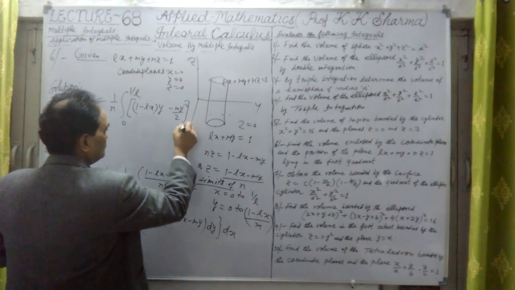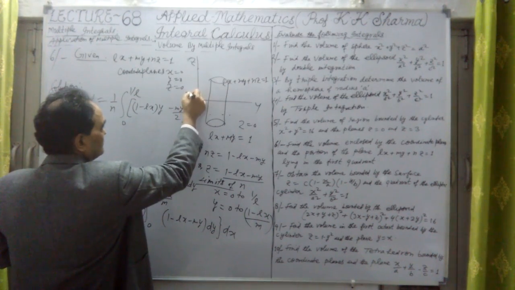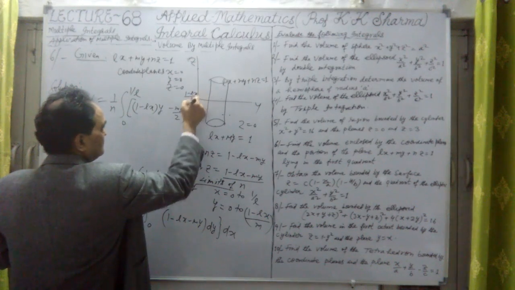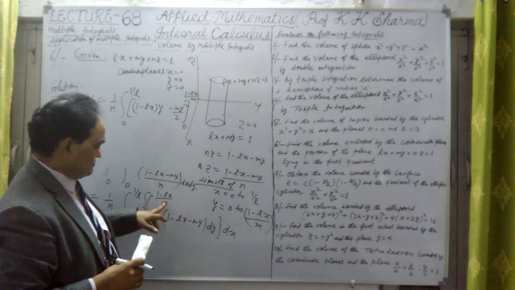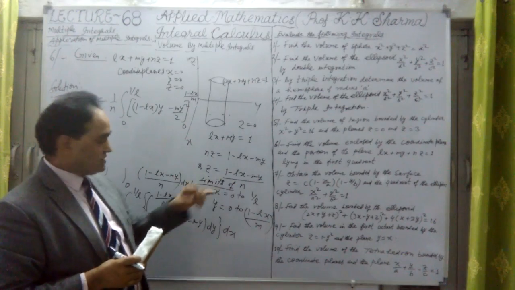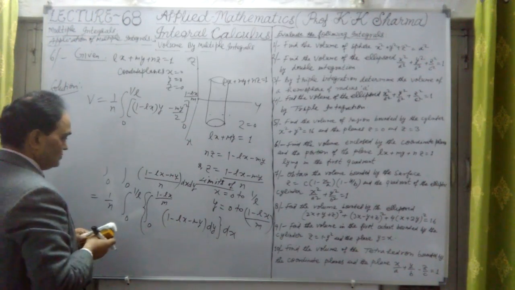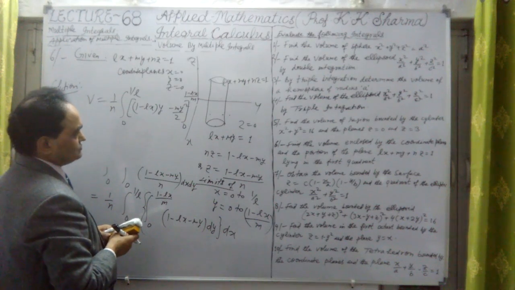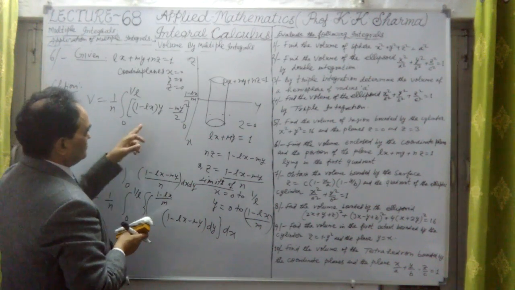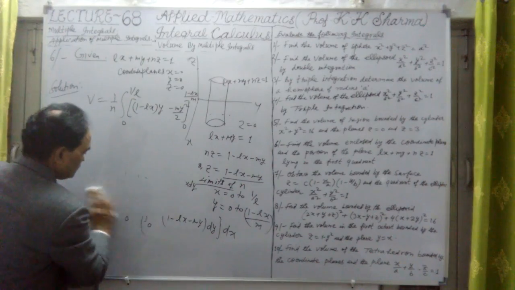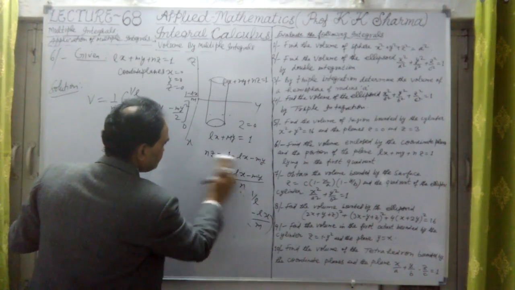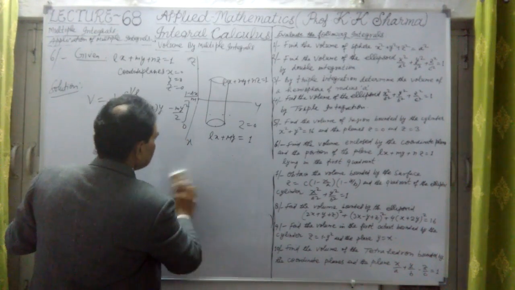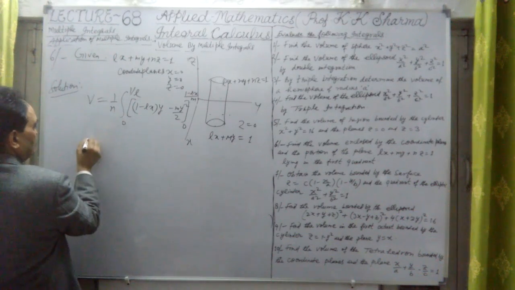This is 0 to (1 minus Lx) upon n. These are the limits for y, (1 minus Lx) upon n here. Okay, this is the limit. Now let me solve it here. Further, let me solve this, putting the value of the limits here. What are the limits? Let me put this here.